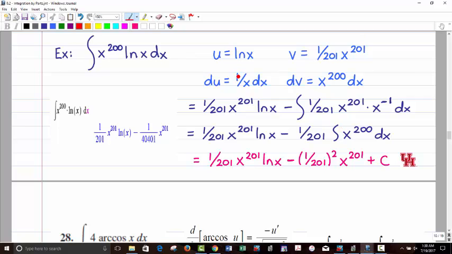Now, once again, I wrote 1 over x as x to the negative 1 to make this easy to combine. That makes x to the 200. I wrote this as 1 over 201 squared. Okay, that's correct, but you may have to do it. This 40401 is just 201 times 201. That's all. So real easy. So there's your answer. That didn't cause any more difficulty, being x to the 200th power.